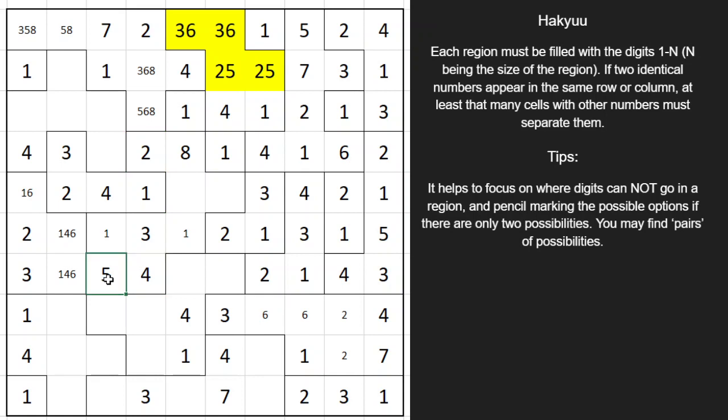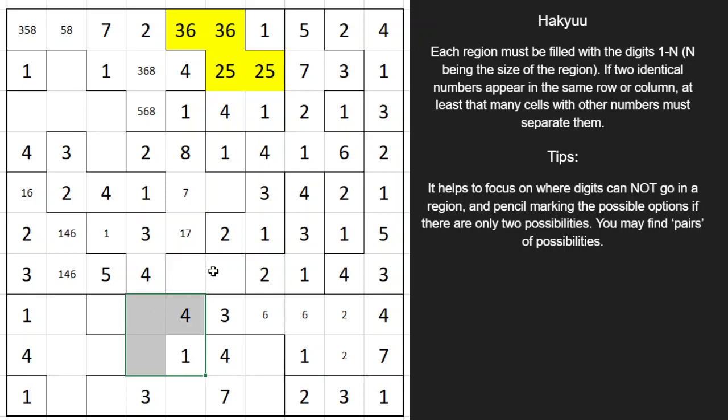2, 3, 4, 5. So 5 is going to go in one of those. That's not helpful. 6, 6, 6, 6. Where's the 6s? Not helpful. 7. Well, the 7 means this can't be 1. And this 7 means that can't be 1. So we're going to have a 7 in one of these two. That may be helpful. Pencil mark that. Because now we know this can't be a 7.